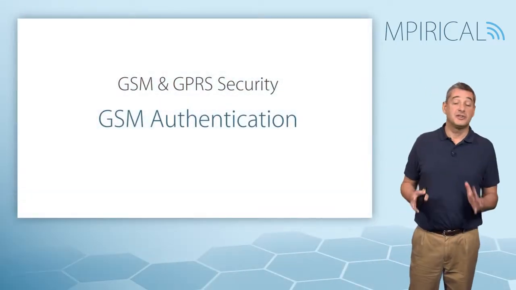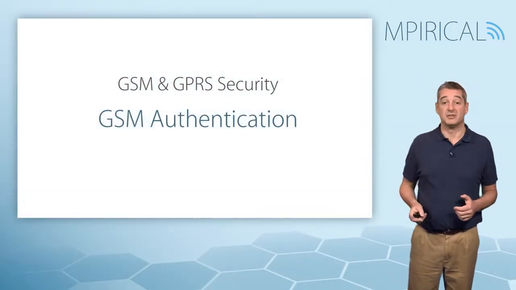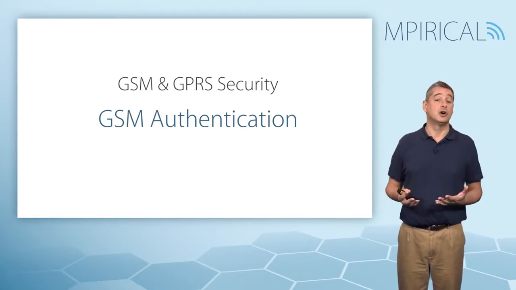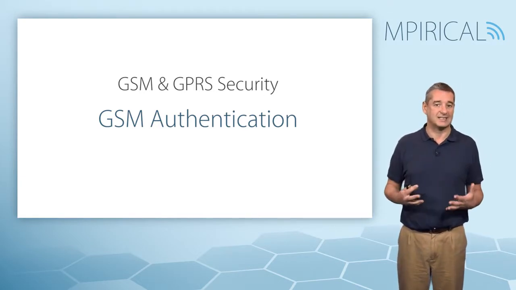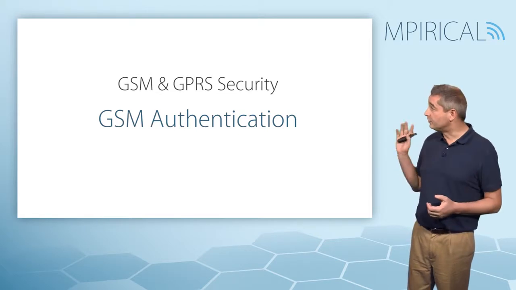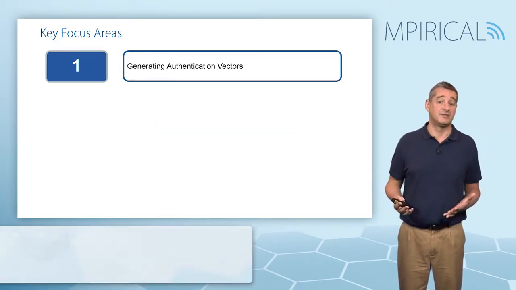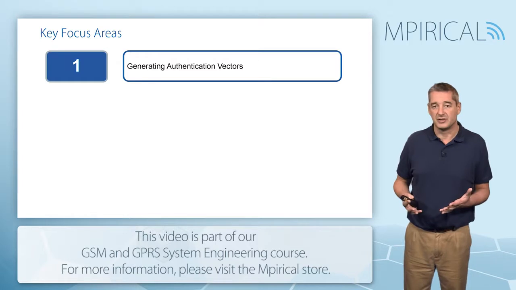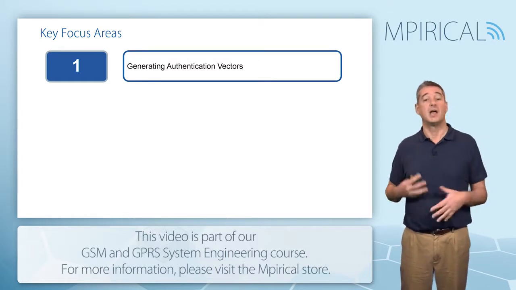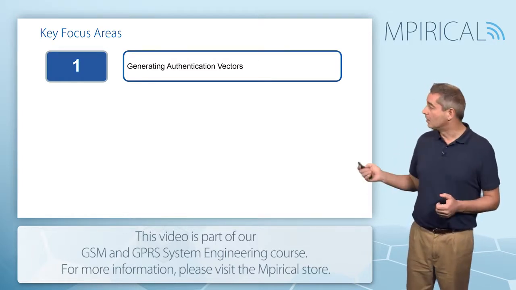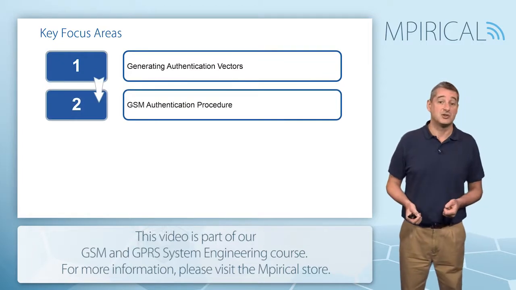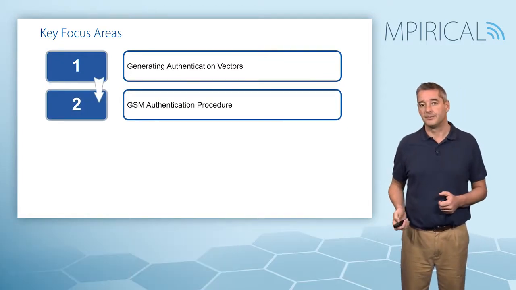In this session, we're going to turn our attention to GSM authentication, or in other words, how we ensure only legitimate mobiles get access to the network. In so doing, we're going to deal with the term authentication vectors. These are security parameters, so we're going to see how these are generated and moved around the network. We'll then have a look at the GSM authentication procedure in a little bit more detail.